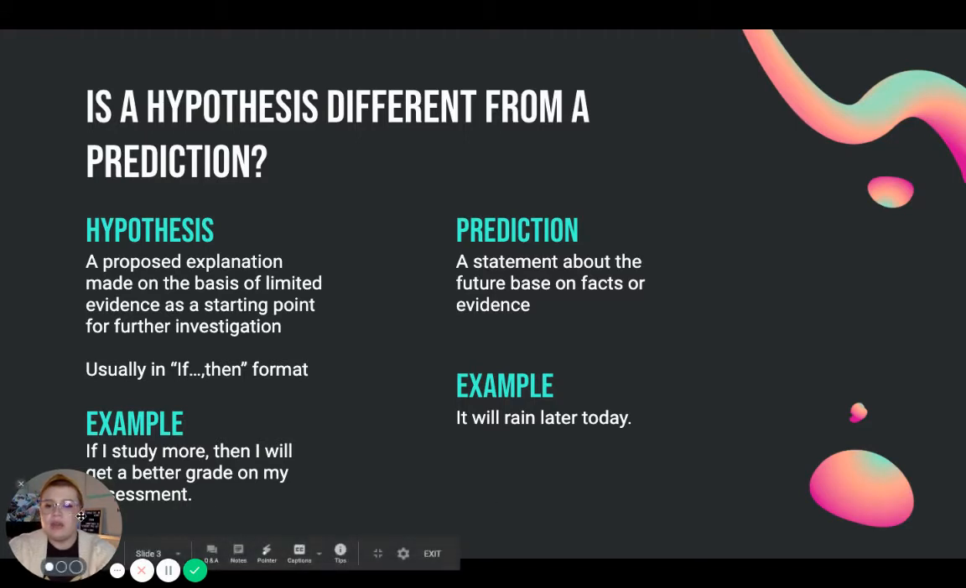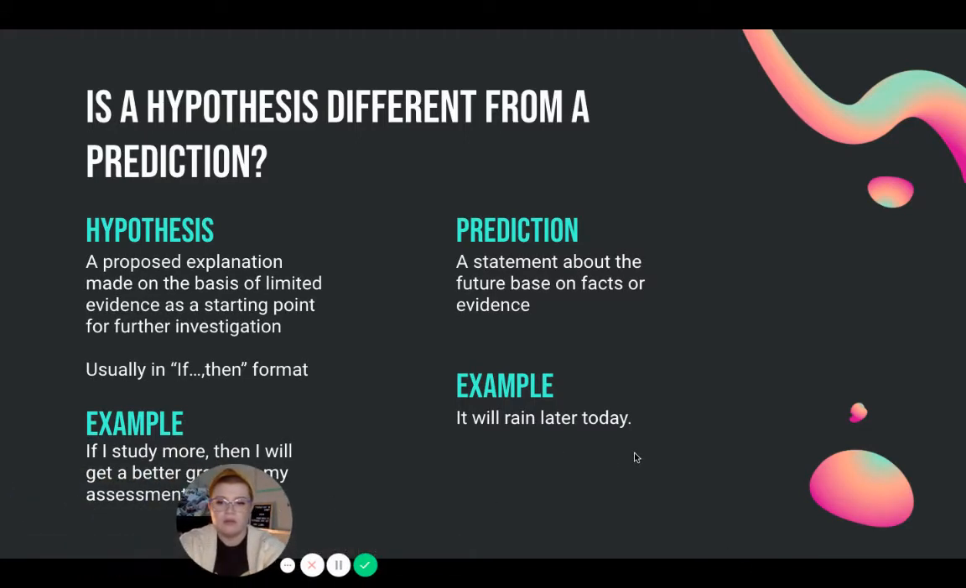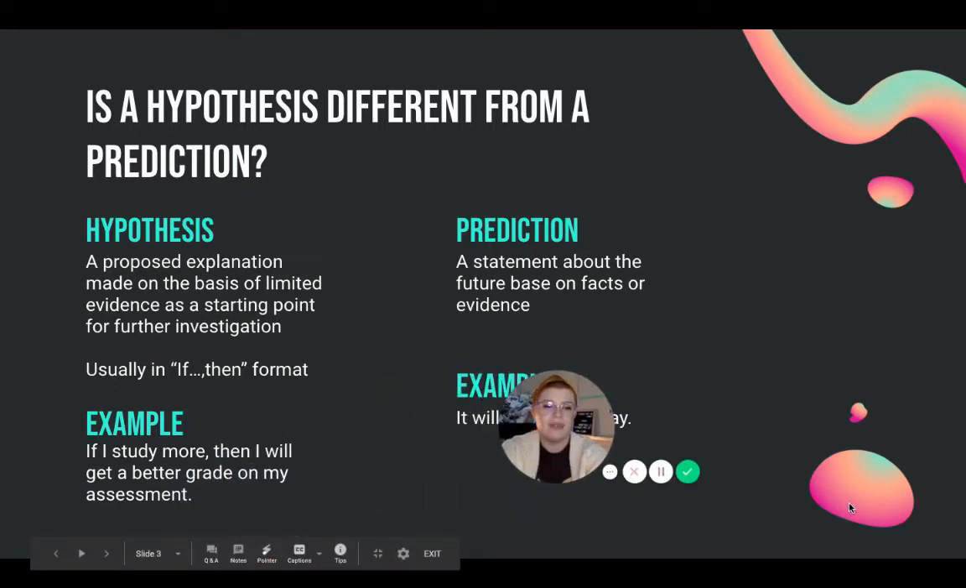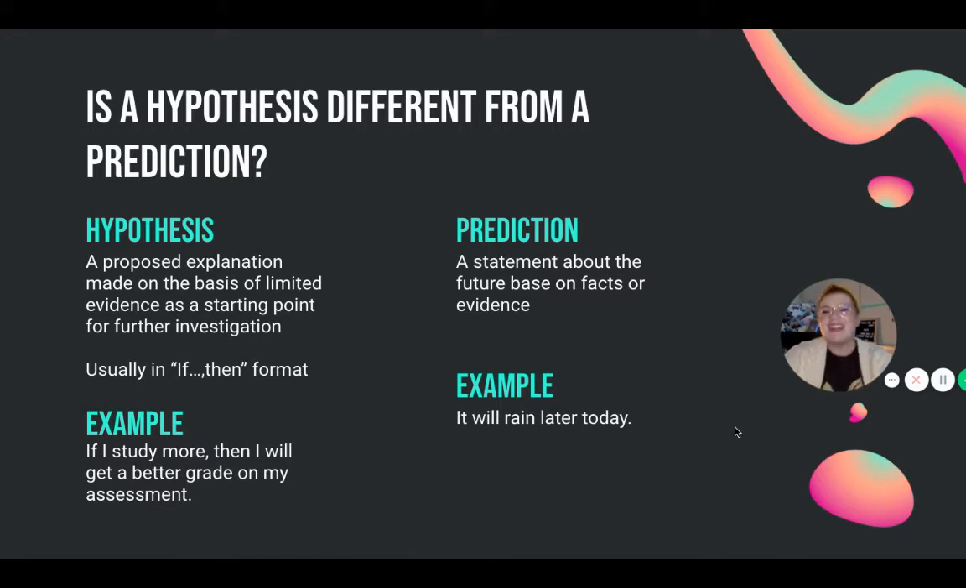So if we look at it, I'm going to move myself over, trying to. Oh, there we go. Come on, self. There we go. I'm going to move myself over so you can actually see the definitions and examples. So is there a difference between these two things?